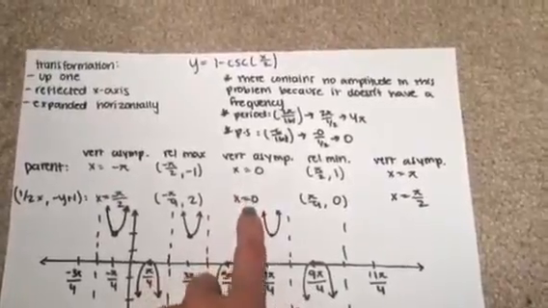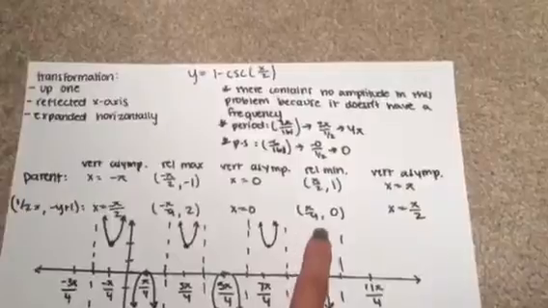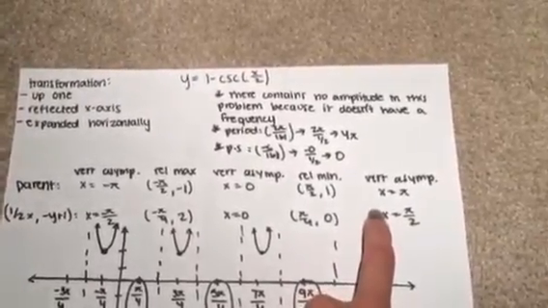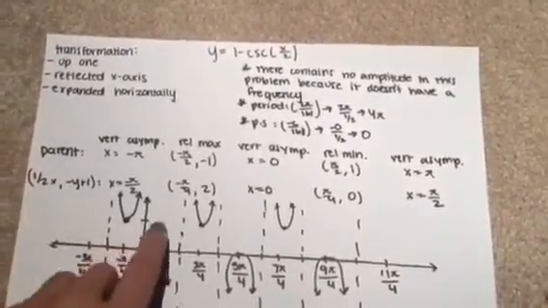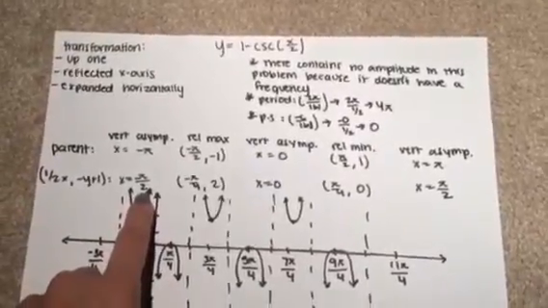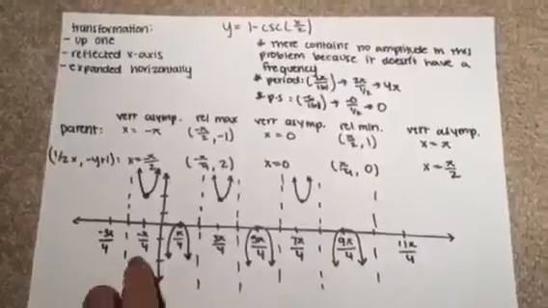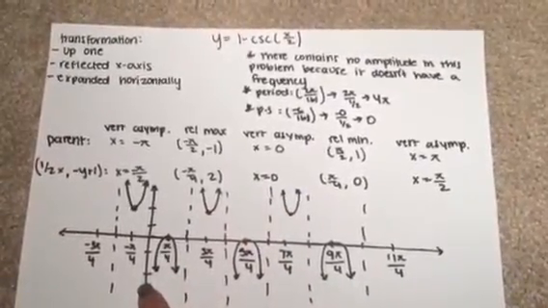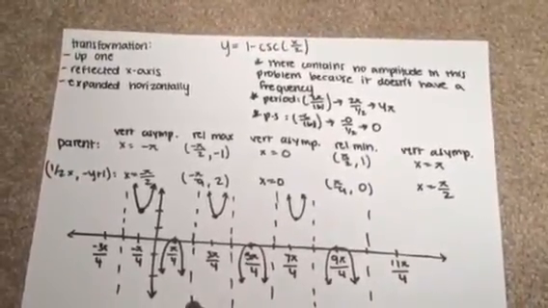1/2 times 0 is 0. Pi over 2 times 1/2 is pi over 4. -1 plus 1 is 0. And pi times 1/2 is pi over 2. We then plotted these, our vertical asymptotes first, starting with -pi over 2. Our next vertical asymptote would be 0, which is your y-axis. Then your next vertical asymptote would be pi over 2.